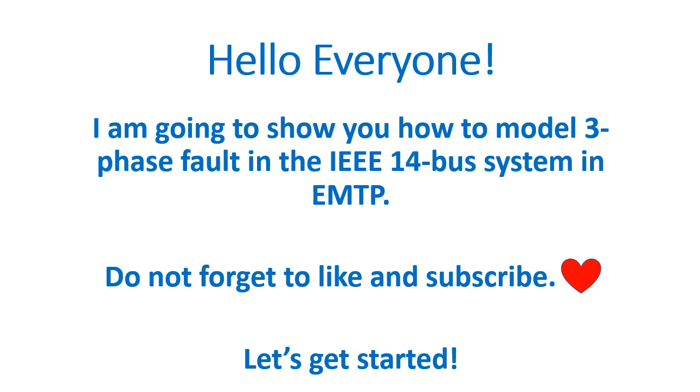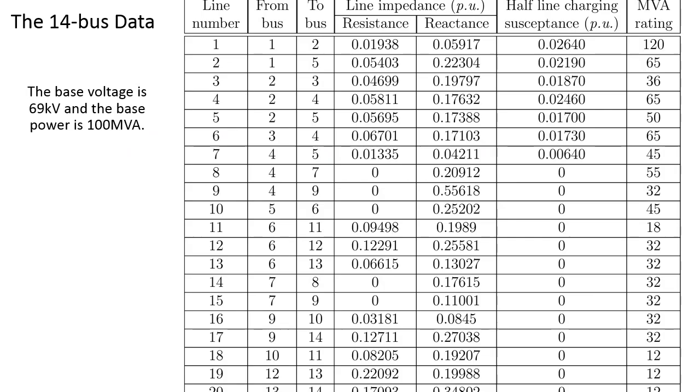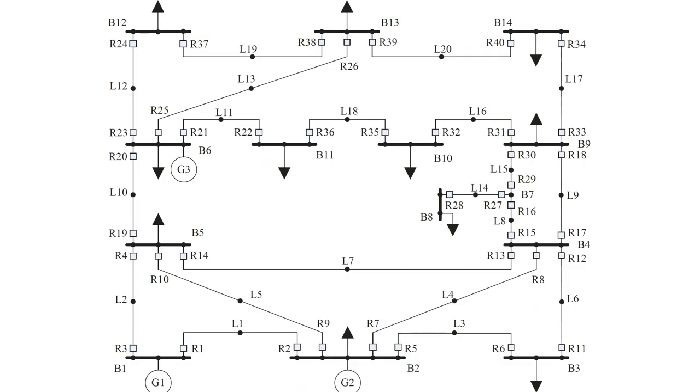So let's get started. First of all, the structure of the 14 bus IEEE system is as follows, and as you can see, in this structure we have 14 buses, some loads, some generators, and so on.